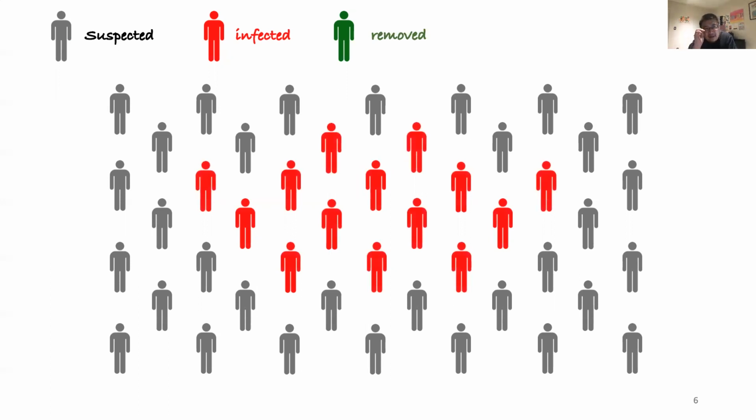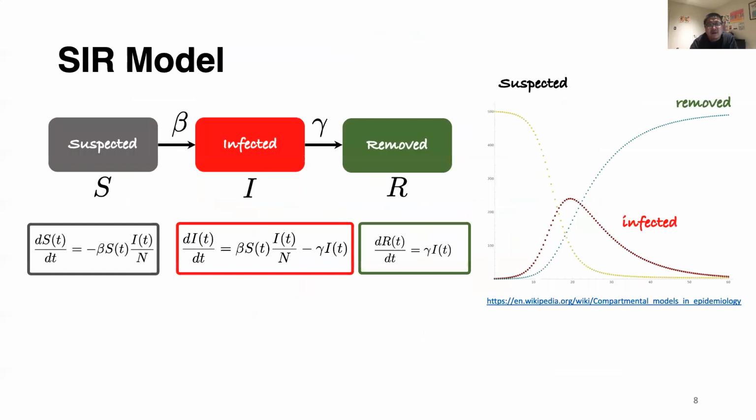At the same time, with the ongoing progression of the disease, some of the infected cases will become removed. They can either be cured or dead. That's how these three compartments are defined. The most basic SIR model looks like this. It describes how these three compartments transition between each other.